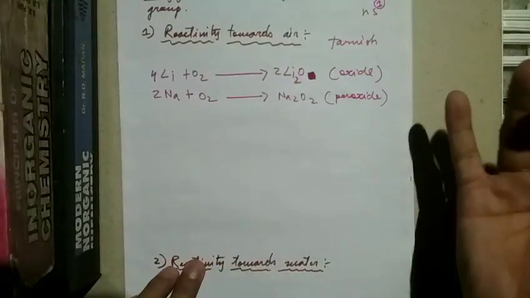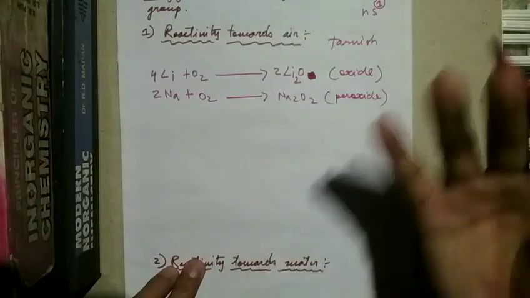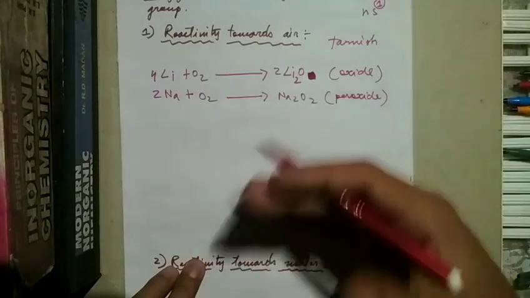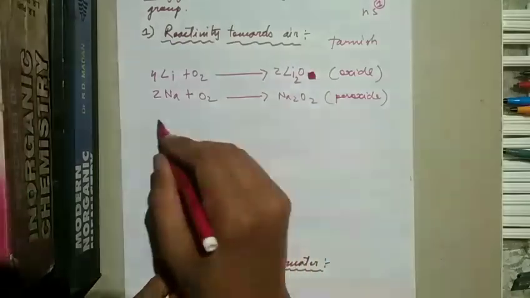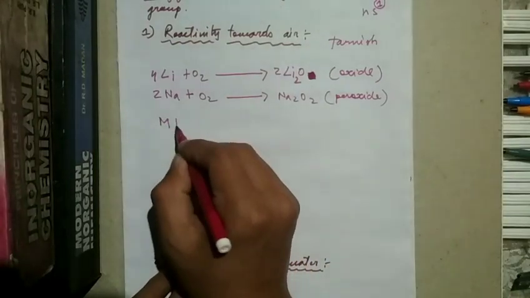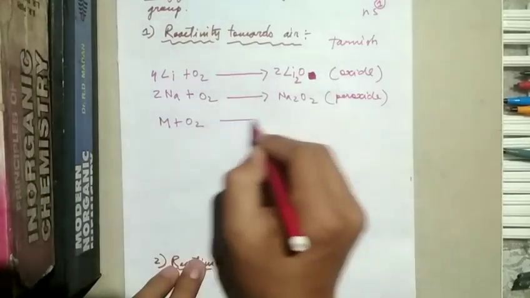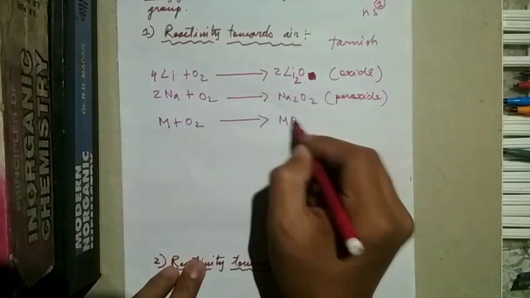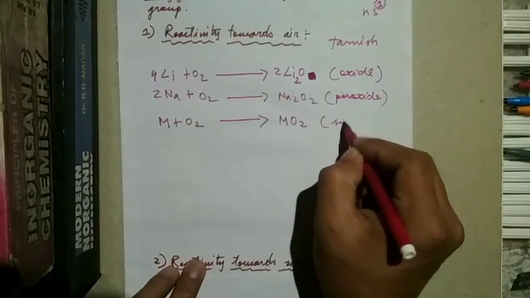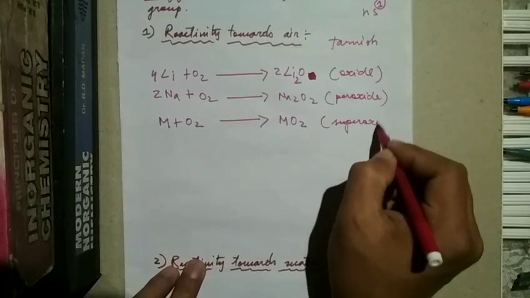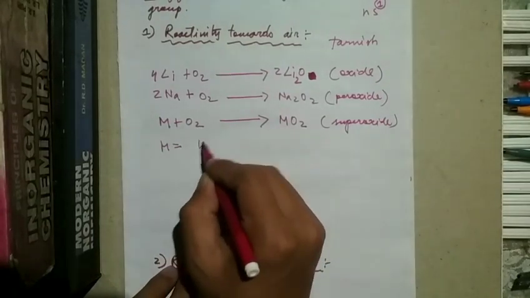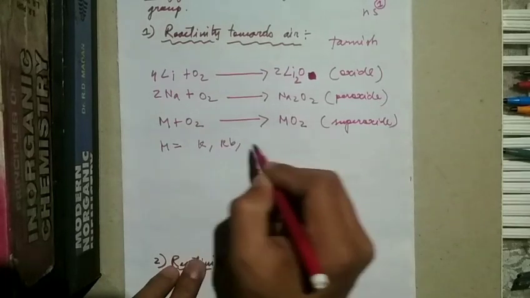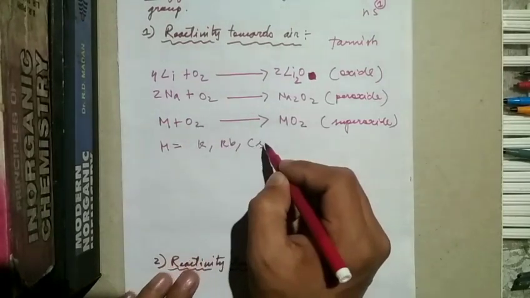The other heavier elements, the larger cations, form superoxide, MO2, where M is potassium, rubidium, or cesium.